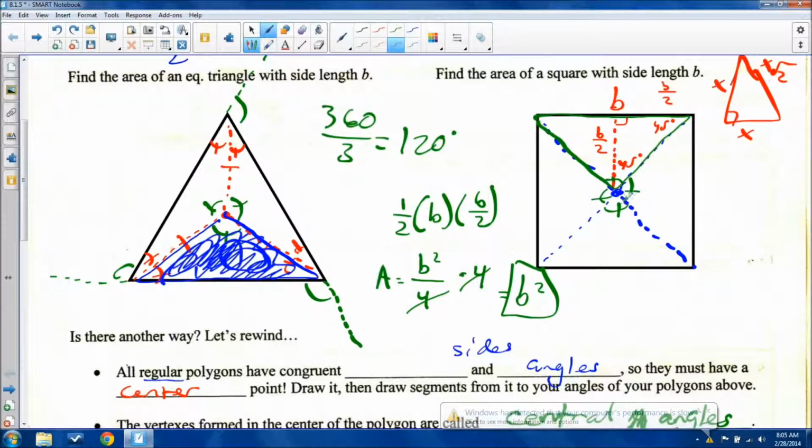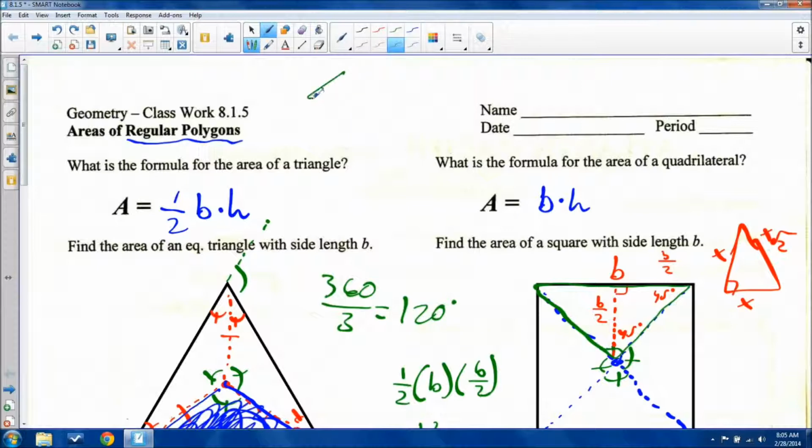Okay, so imagine, if you had a pentagon, first of all, how many triangles do you think you could make? Check this out. We get a pentagon. We start from the center. We draw these things to the angles. Check out how many triangles I make. And keep in mind, these are all isosceles triangles that we made. They're all congruent. 1, 2, 3, 4, 5. So if I find the area of one triangle right in here, and I multiply it by 5, then I get the area of the entire shape.